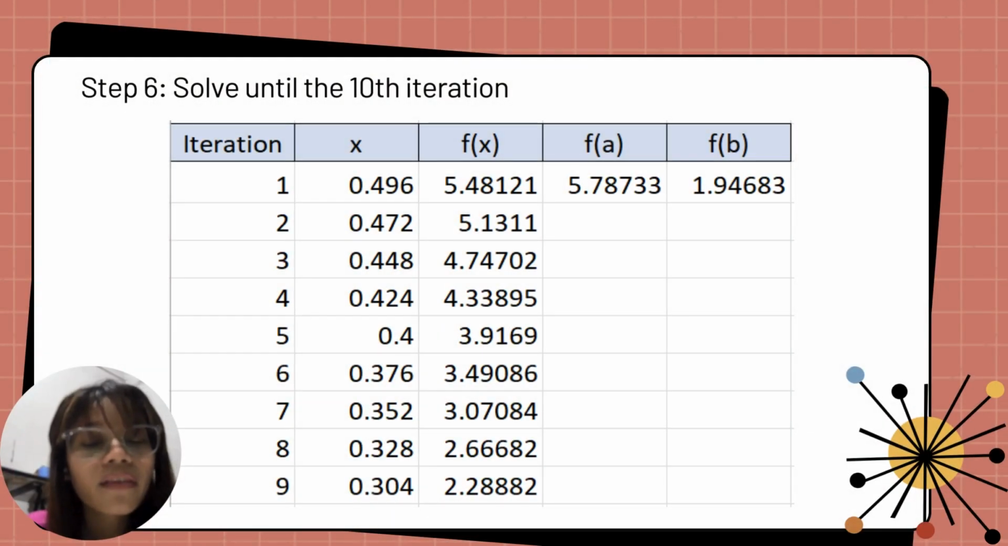Shown here are the values using the different value of x. So the function of x as x is equal to a is 5.78733. Then for function of x as x is equal to b, 1.94683. Then the different iterations.